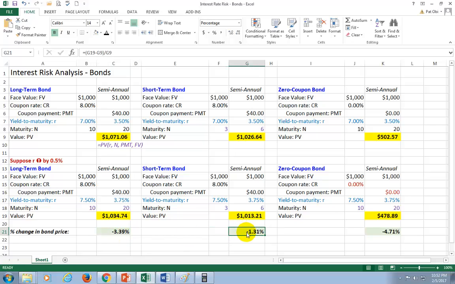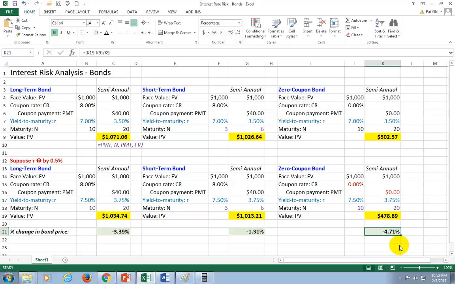Even more interesting is the fact that for the same percentage change in the yield to maturity, from 7% to 7.5%, the zero coupon bond drops from $502.57 to $478.89, a drop of a whopping 4.71%.